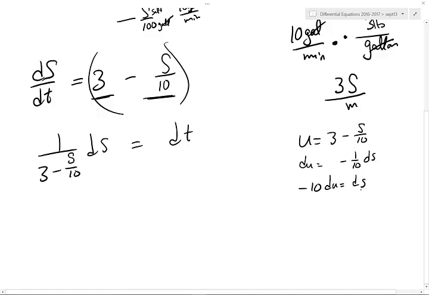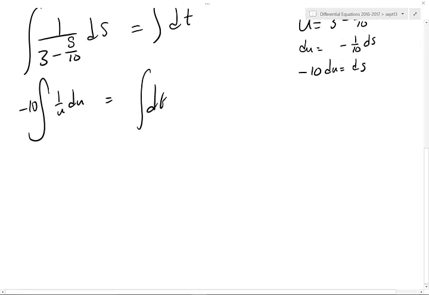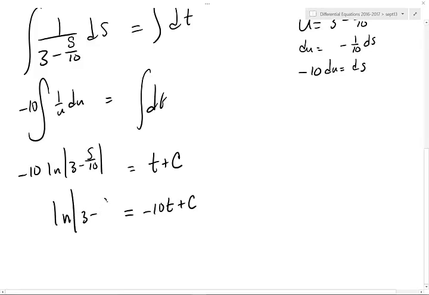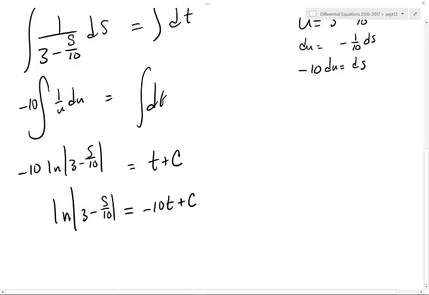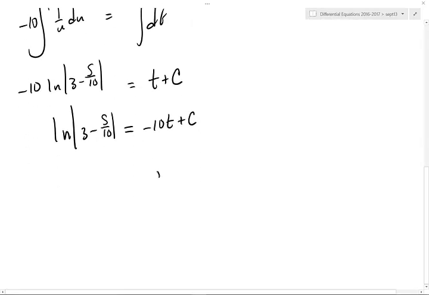Right? So this is negative 10, 1 over u du equals the integral of dt. There we go. Okay? Which, of course, is t plus a constant. Negative 10 ln of u, which is this mess. Right? Multiply by negative 10 to both sides. Exponentiate.